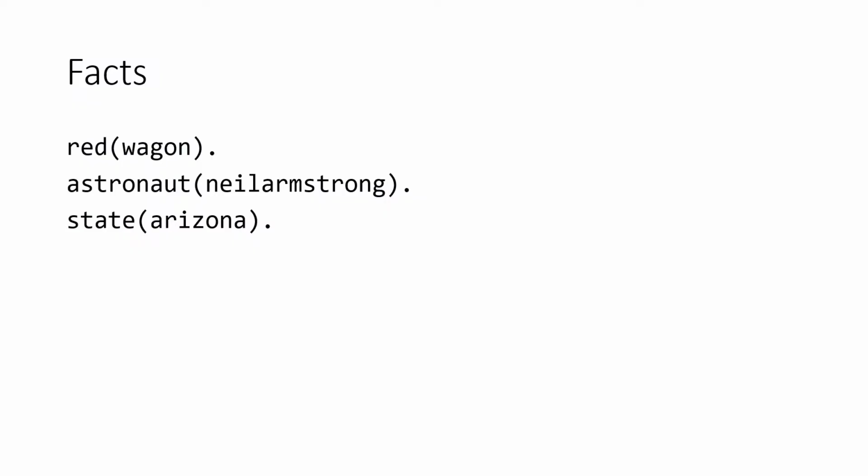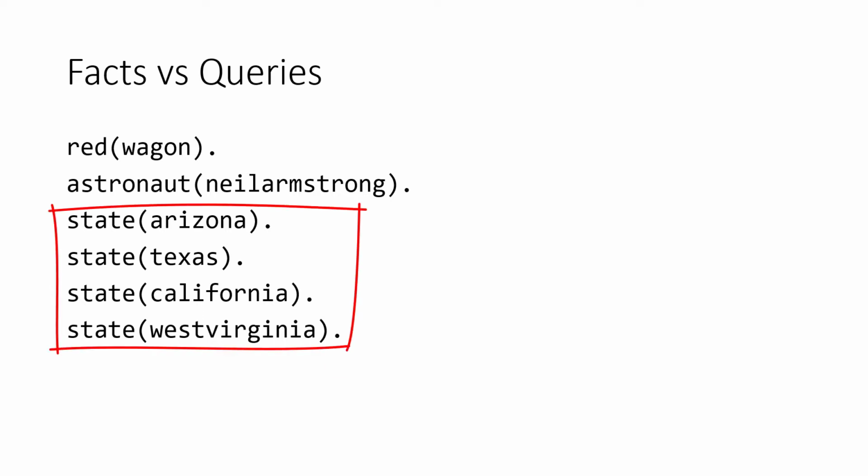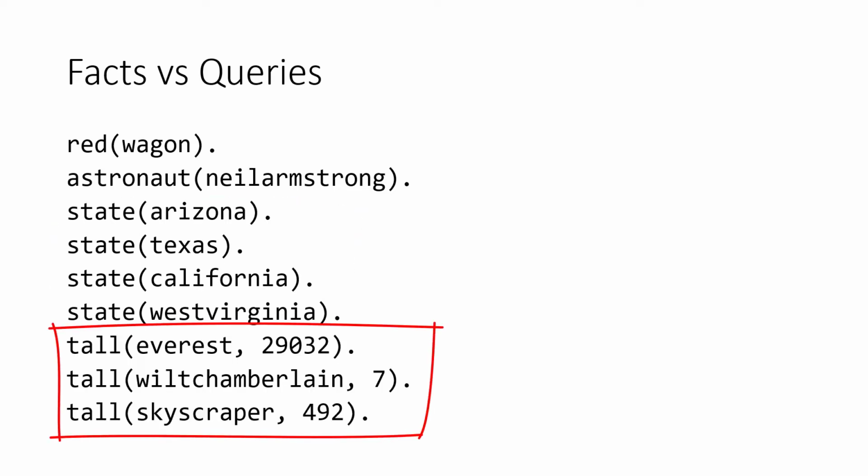Here we have 3 facts: red wagon, astronaut Neil Armstrong, and state Arizona. And of course, we can have more than one fact with the same predicate. So here we have 4 total state facts. And we can also have facts with more than one argument. So here we have a set of tall facts where we have some object and then how tall that particular object is.